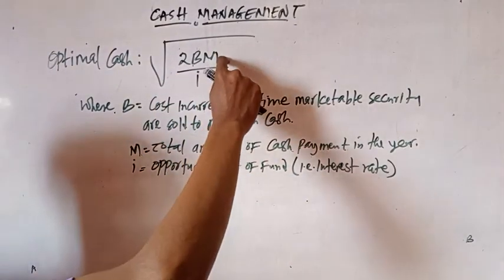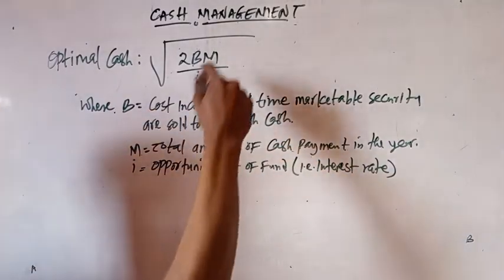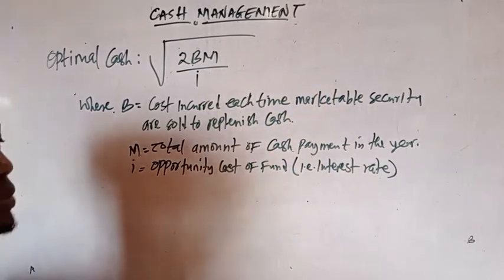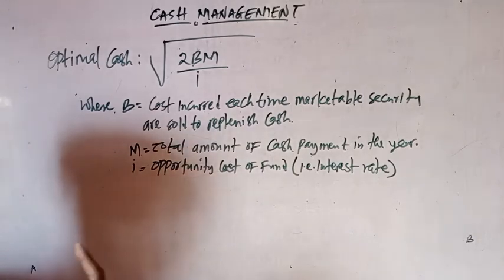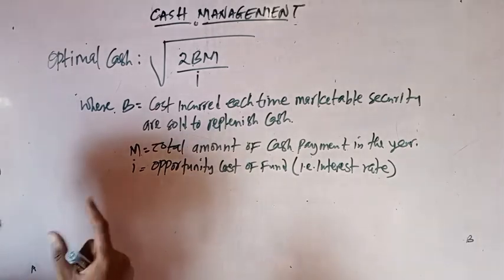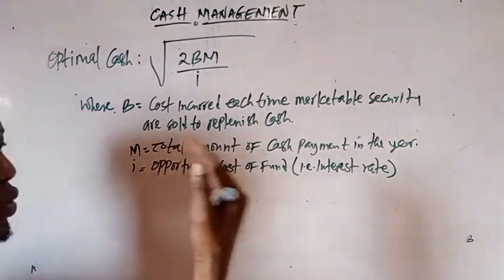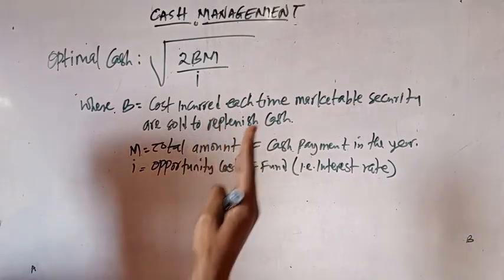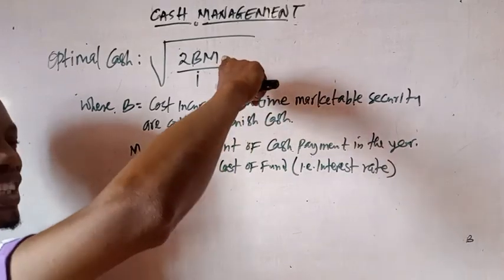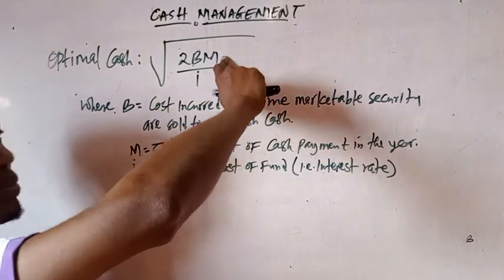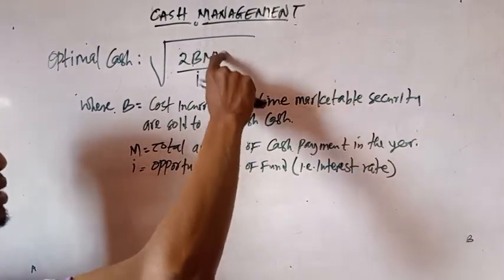Mark you, this M must be the total cash payment in the year. If you are given cash payment on a monthly basis, you have to aggregate it. If you are given it for one month, you multiply it by 12 in order to have it for a whole year. The cash payment must be a yearly payment, not a monthly payment.